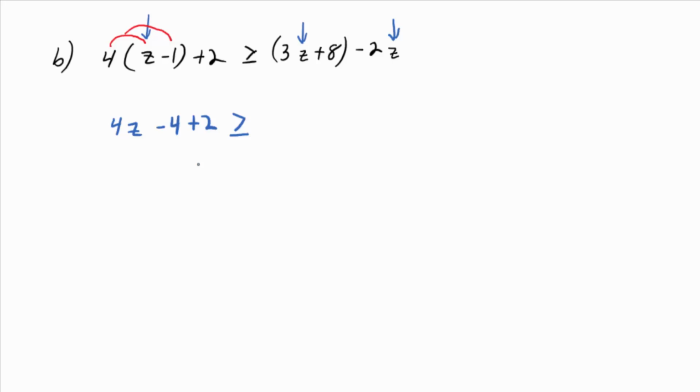Are those parentheses doing anything? Now I could just drop them and go ahead and combine like terms. So what do I get on the right side? How many z's? 3z minus 2z, 1z, or just z?